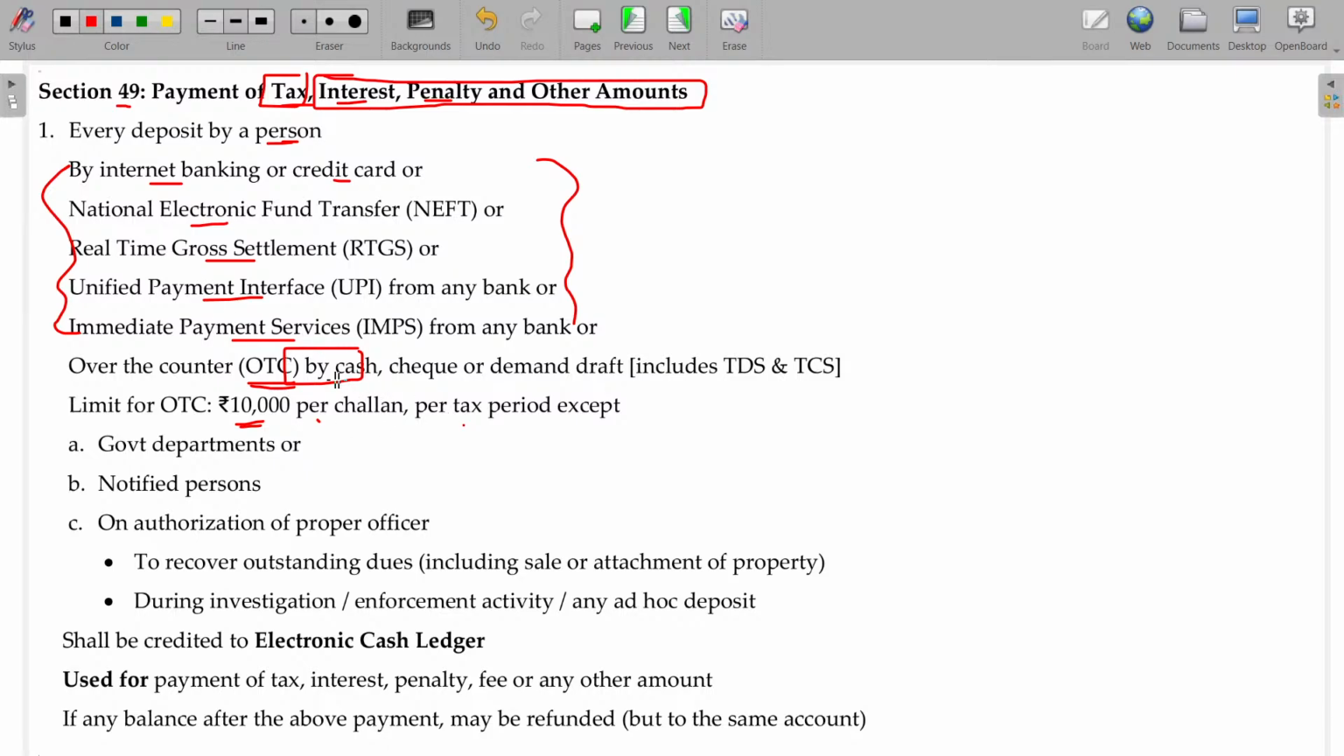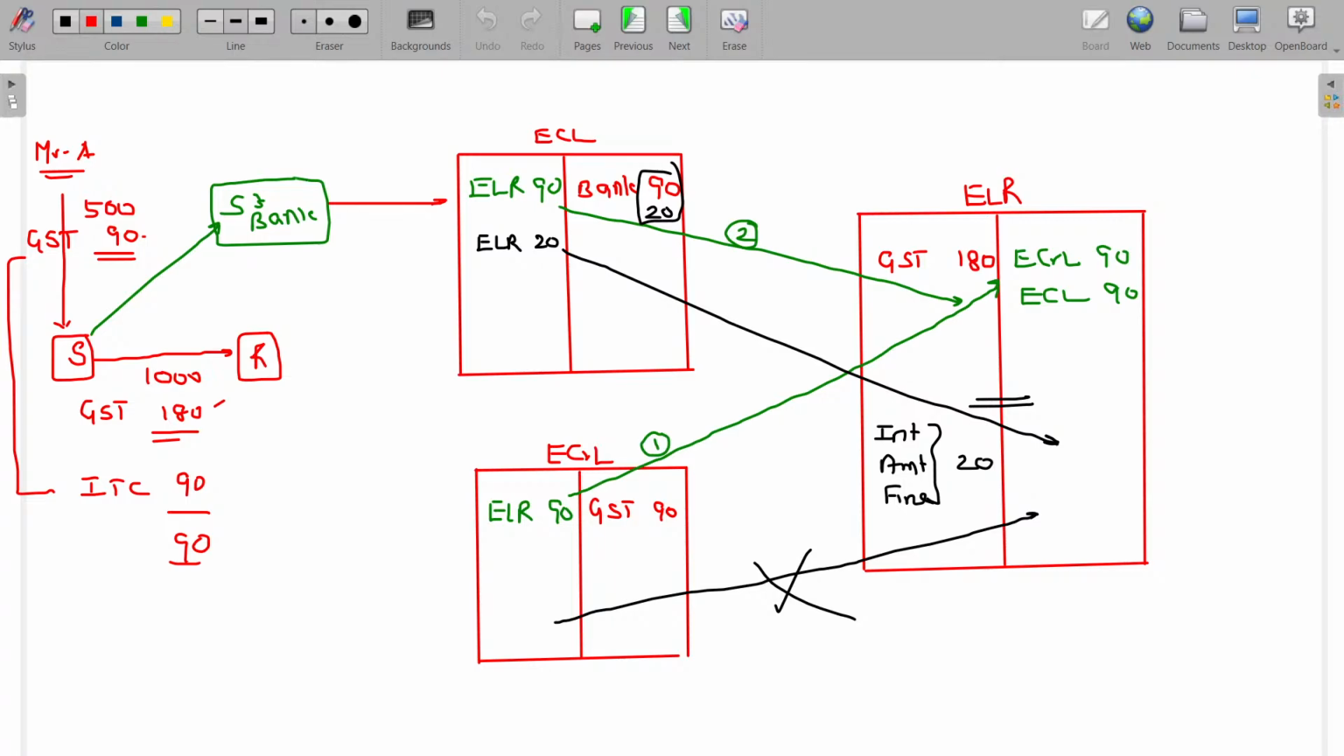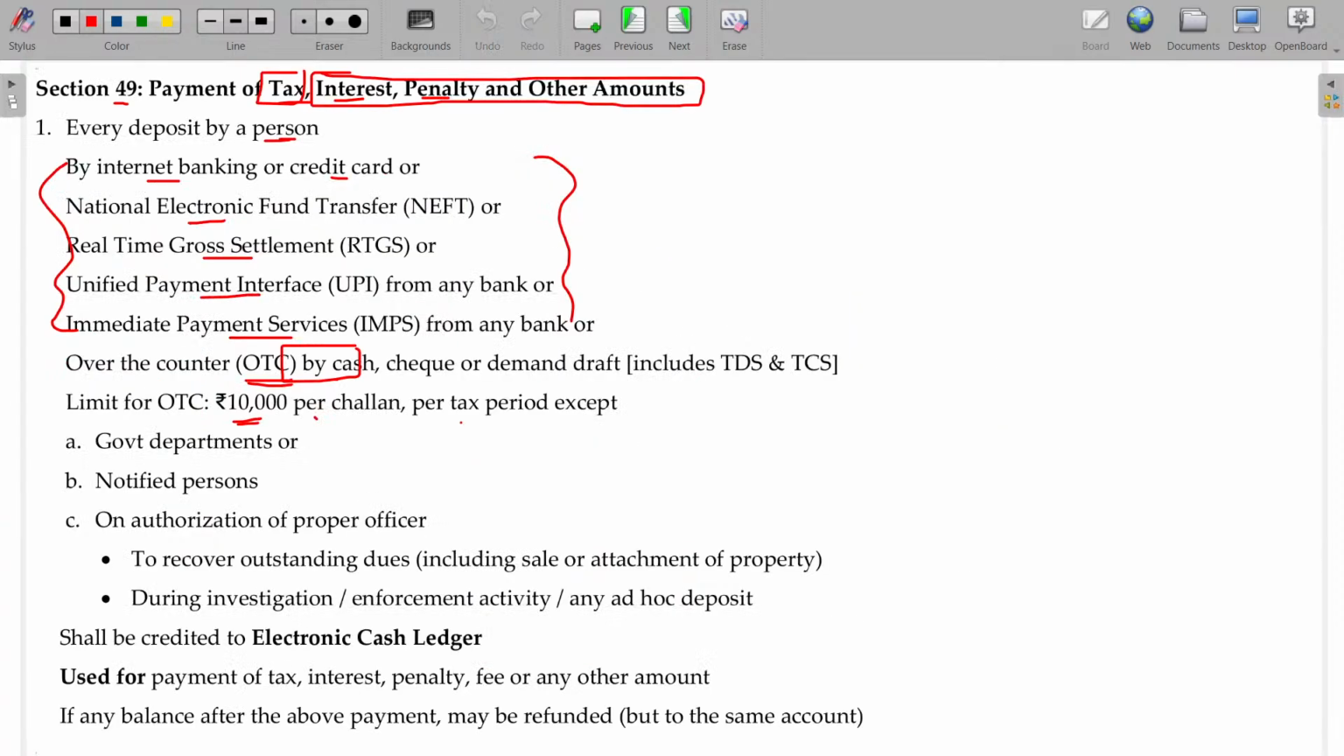Okay, per challan. So the amount deposited in the electronic cash ledger is routed through IMPS, UPI, whatever it may be. Can it be cash? Of course, restricted to only 10,000. So whatever amount you're supposed to pay from the electronic liability register, you have to transfer from the electronic cash ledger. For the electronic cash ledger, you need to have the fund. The fund is transferred from your bank account, IMPS, NEFT, RTGS, whatever it may be. Is it possible to pay in the form of cash? Of course possible, but maximum 10,000 only is permitted.